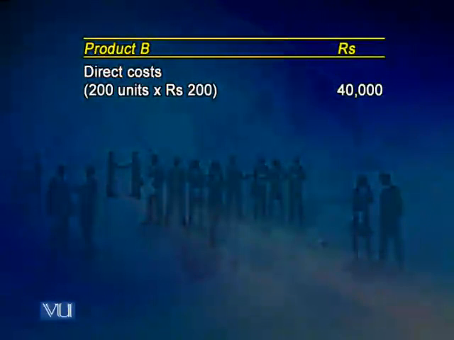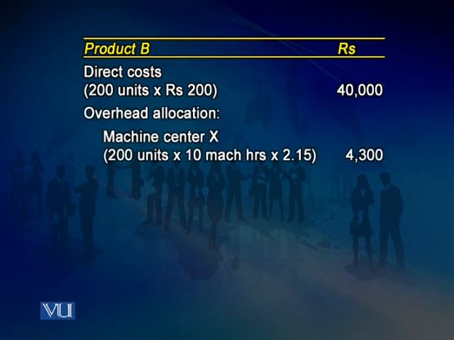Now we can see in a similar way the cost computation for product B. Product B, direct costs of rupees 200 per unit and batches of 200 units each will give direct cost of 40,000. The overheads allocated, if you remember, for product B, it was 10 hours in machine center X, 20 hours in machine center Y, and 20 hours in the assembly section.